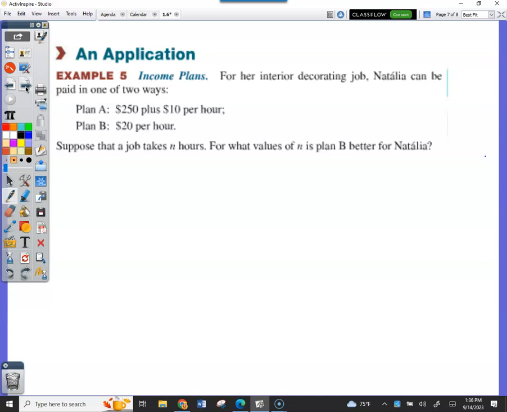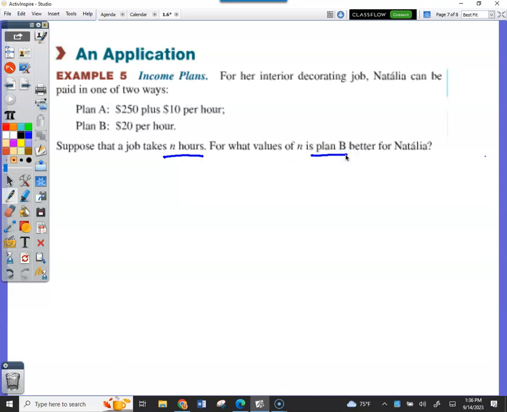For her interior decorating job, Natalia can be paid in one of 2 ways, either $2.50 plus $10 an hour, or $20 per hour. Suppose the job takes N hours. For what values of N would Plan B be better for her?